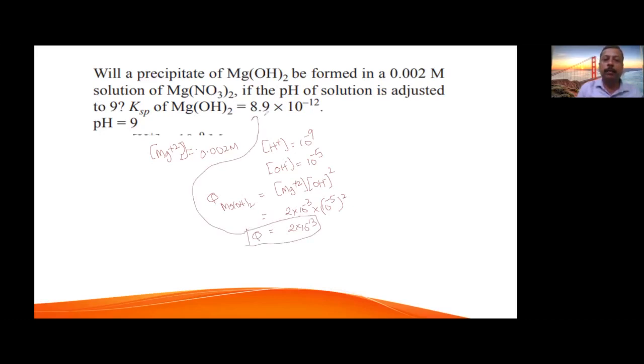And what is given? Ksp is given as 8.9. To make it similar, I will write it as 89 into 10 to the power of minus 13. So when you compare this, Ksp is greater than Q. Therefore, the solubility product is more. Therefore, no precipitate will form. Note down this. Then we will go for the next question.